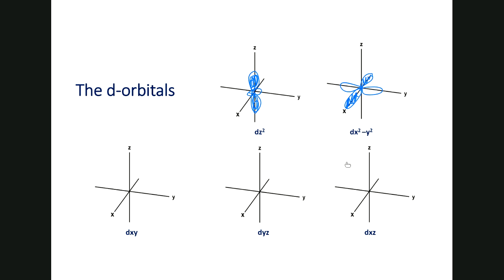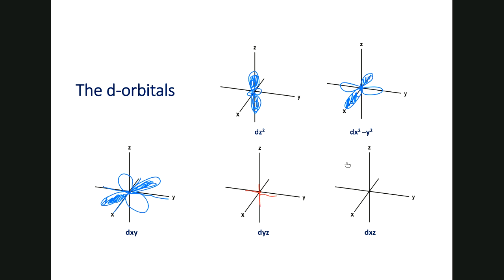So for the xy, the lobes are going to be between the x and the y. So here is x, here is y. It's going to be between those axes. So one's going to be here, one here, one here, and one there. My dyz is going to be between the y and the z orbitals. So it's going to be between these two.